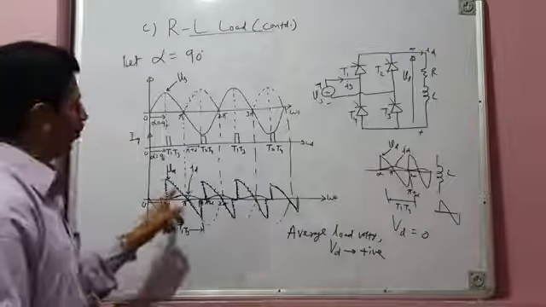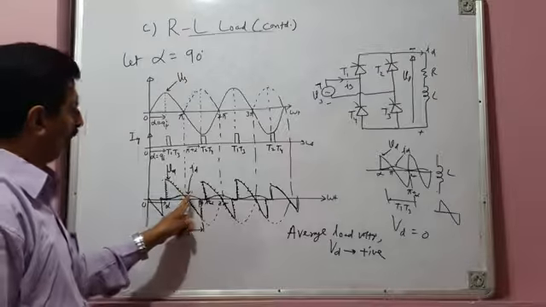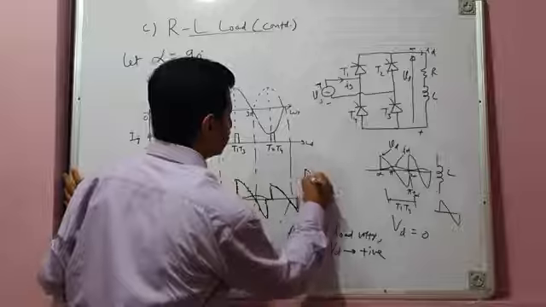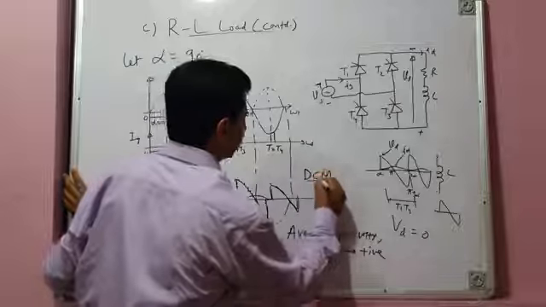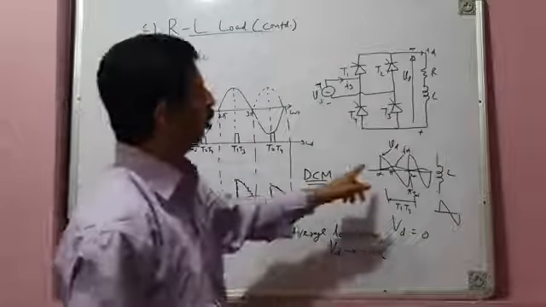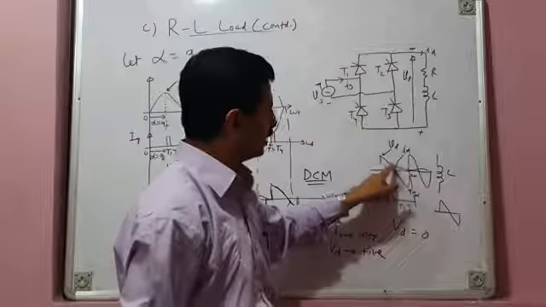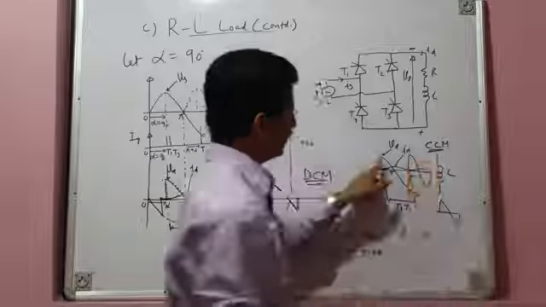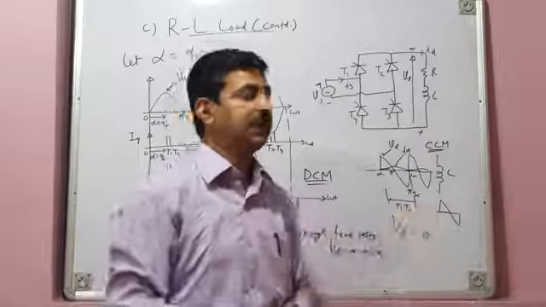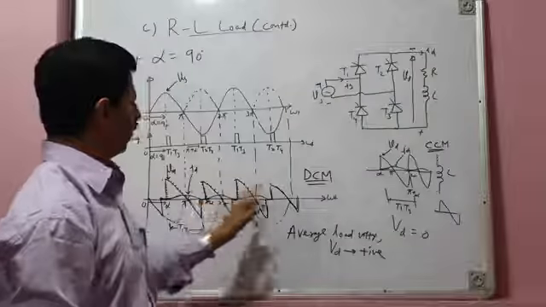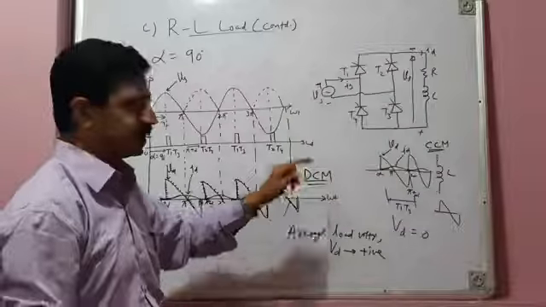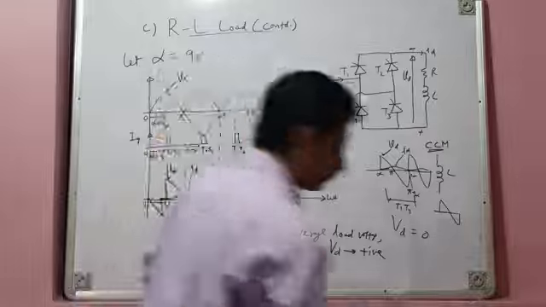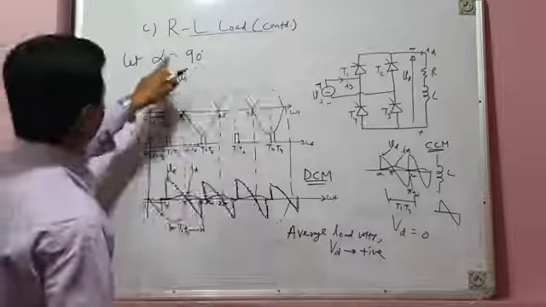And one more important point that you can note here is that the conduction is discontinuous. It results in discontinuous conduction mode of operation, whereas for a purely inductive load, the current is just continuous. A purely inductive load at alpha equal to 90 degrees results in continuous conduction mode of operation. But an RL load for alpha equal to 90 degrees results in discontinuous conduction mode of operation. That's very important. So that was for alpha equal to 90 degrees.